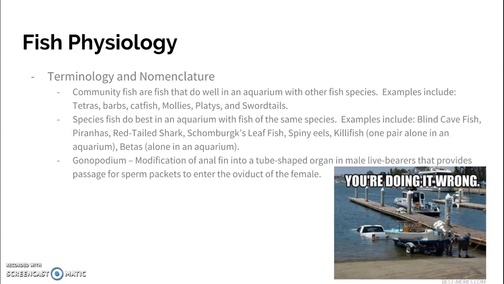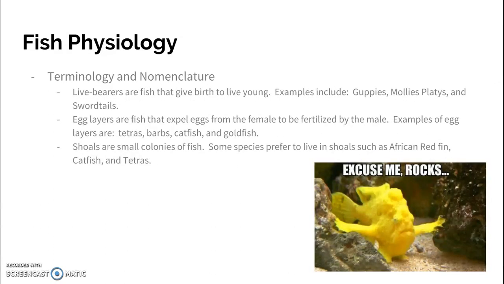The gonopodium, this is actually a modification of the anal fin into a tube-shaped organ in the male fish that are part of the live-bearing species that provides passage for sperm to enter the oviduct of the female. So live bearers are fish that give birth to live young. Examples would include guppies, mollies, platies, and swordtails.